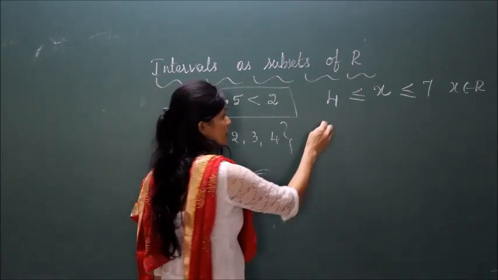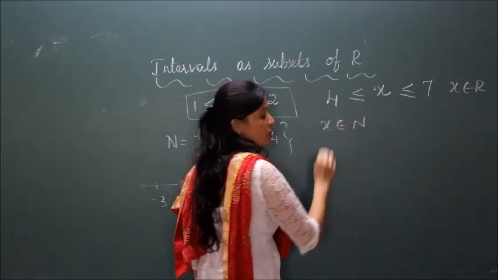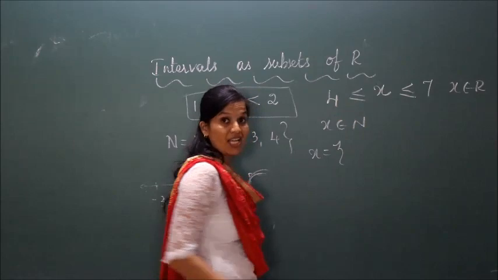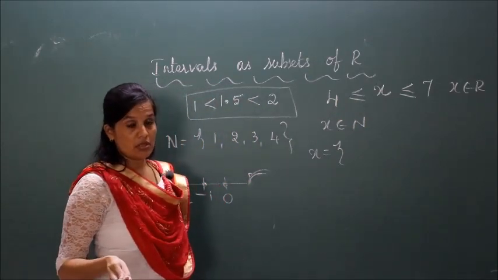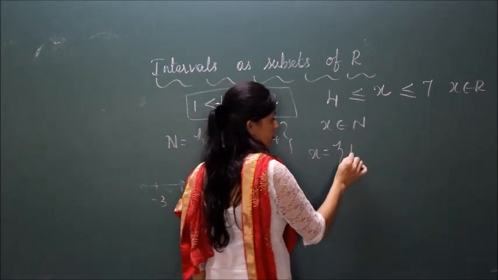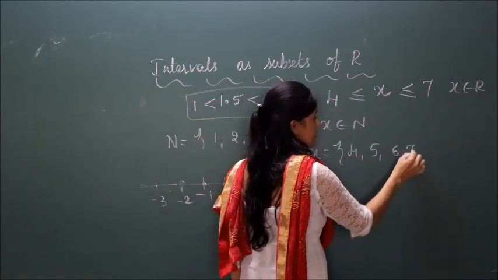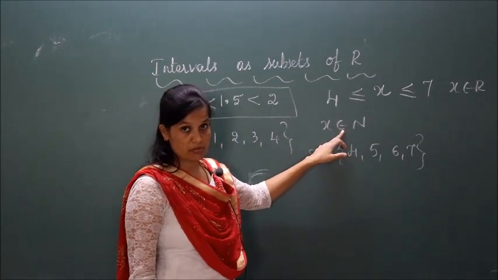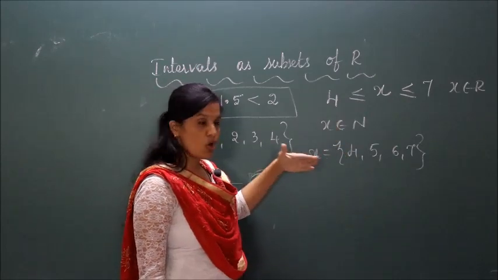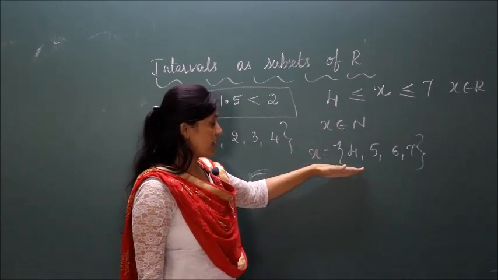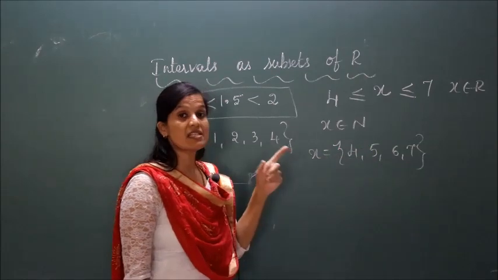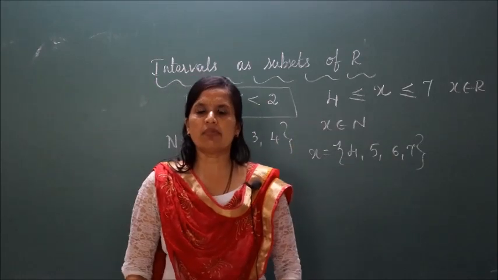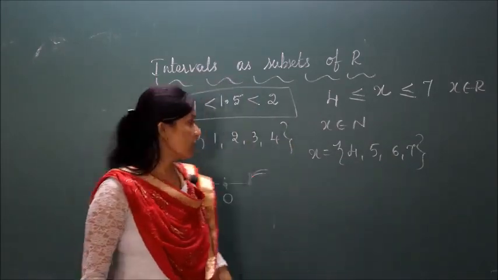if x is a natural number, your solution is, you can write which are the numbers greater than or equal to 4, less than or equal to 7: 4, 5, 6, 7. I can write it if x is a natural number. If x is a whole number, I can write it in this form. If x is an integer, I can write it in this form. But x is a real number. How many numbers are there in between 4 and 7? You will find infinitely many numbers. I cannot write it in the form of a set.